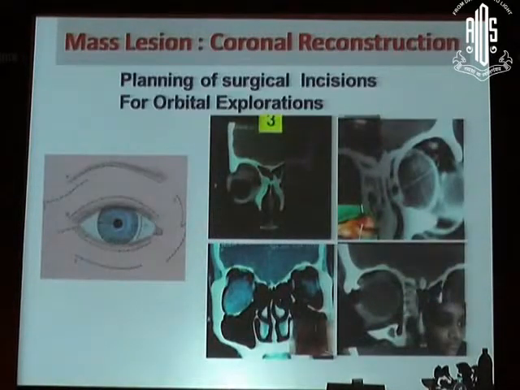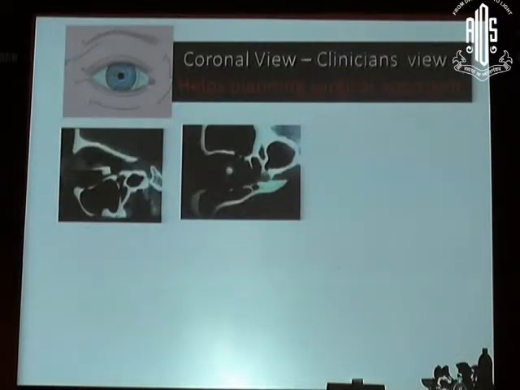Coronal reconstruction, on the other hand, helps us plan surgical incisions for orbital exploration, depending upon where the lesion is. Whether one has to go for superior orbitotomy or inferior lid swinging approach, medial orbitotomy or lateral. I always consider coronal view as a clinician's view because it helps planning our surgical approach.